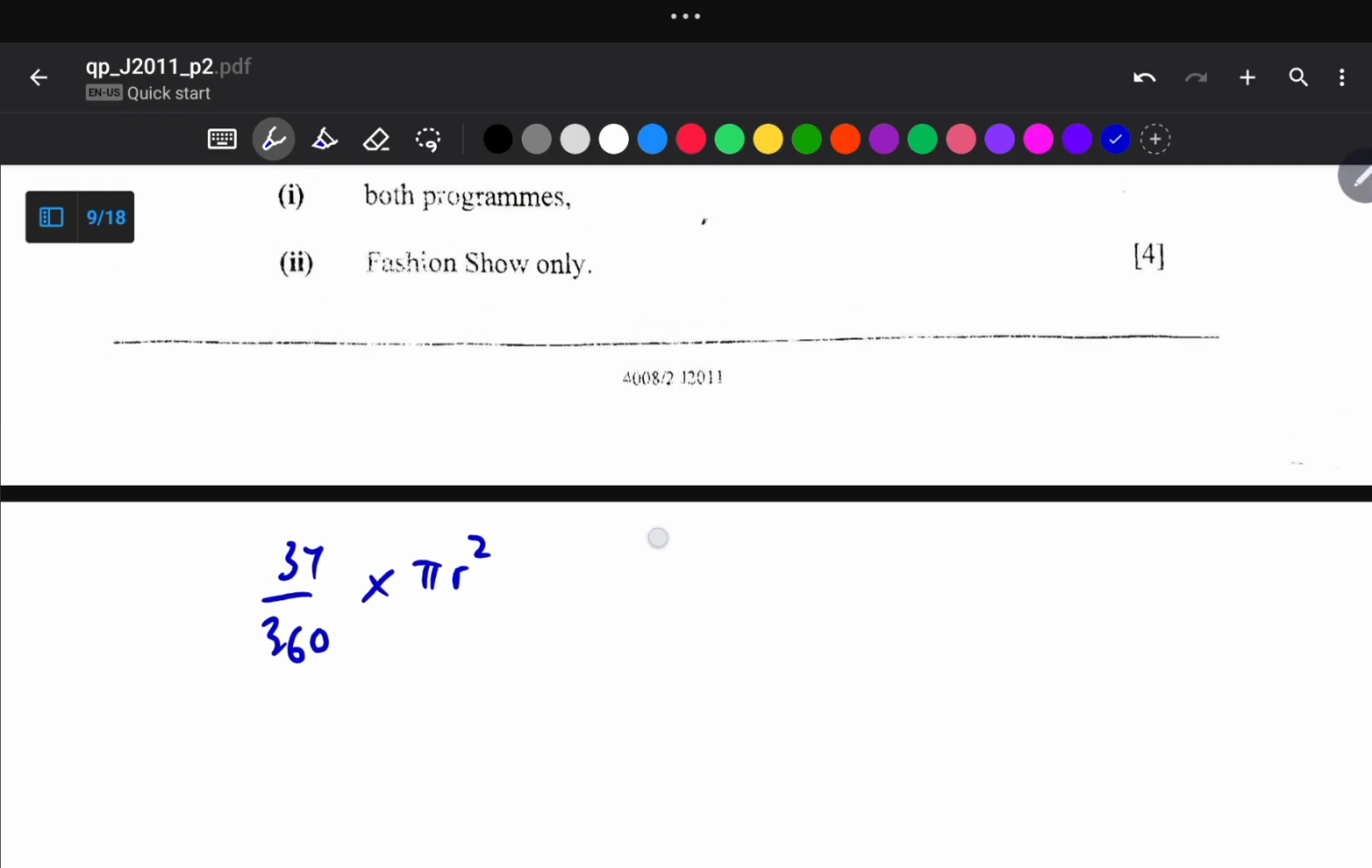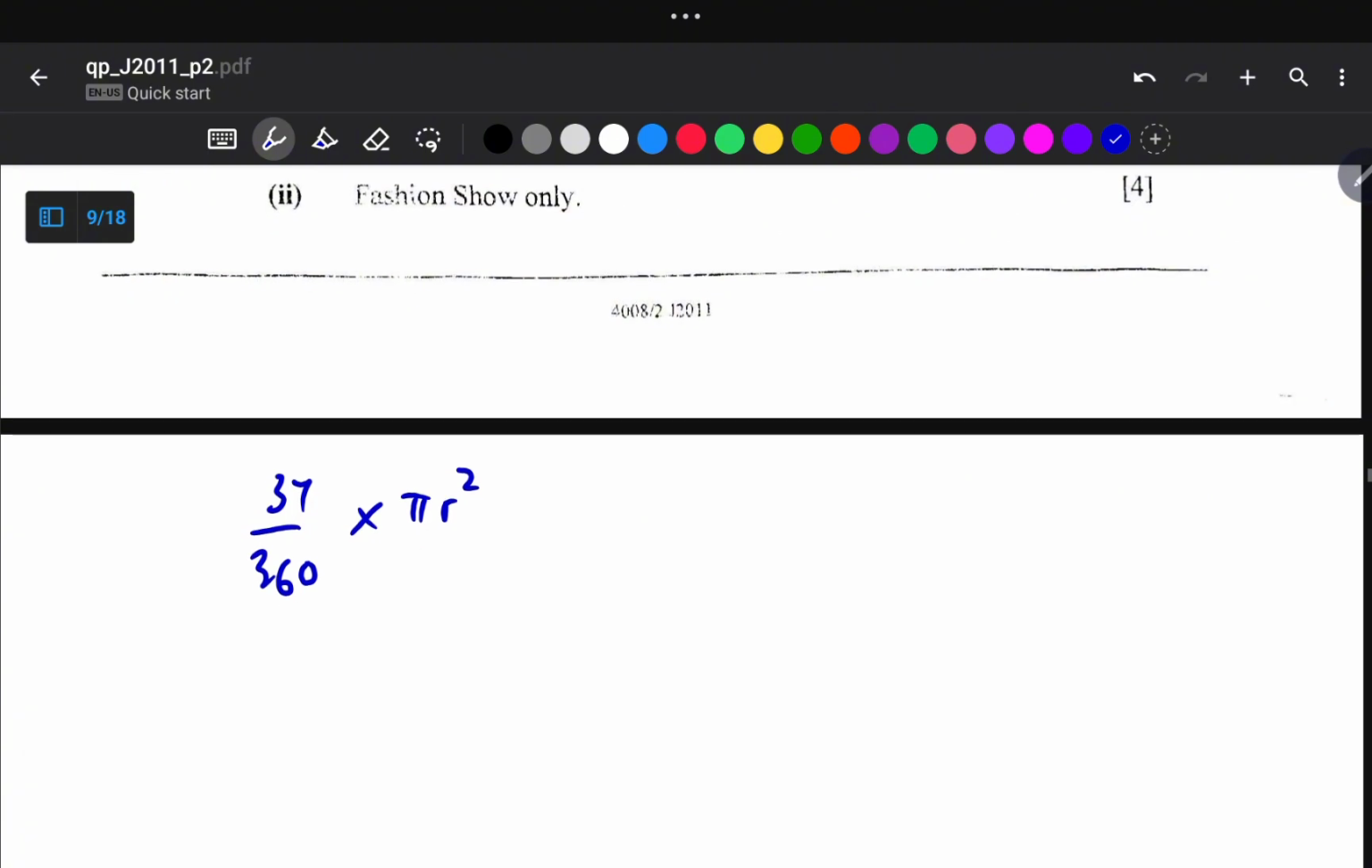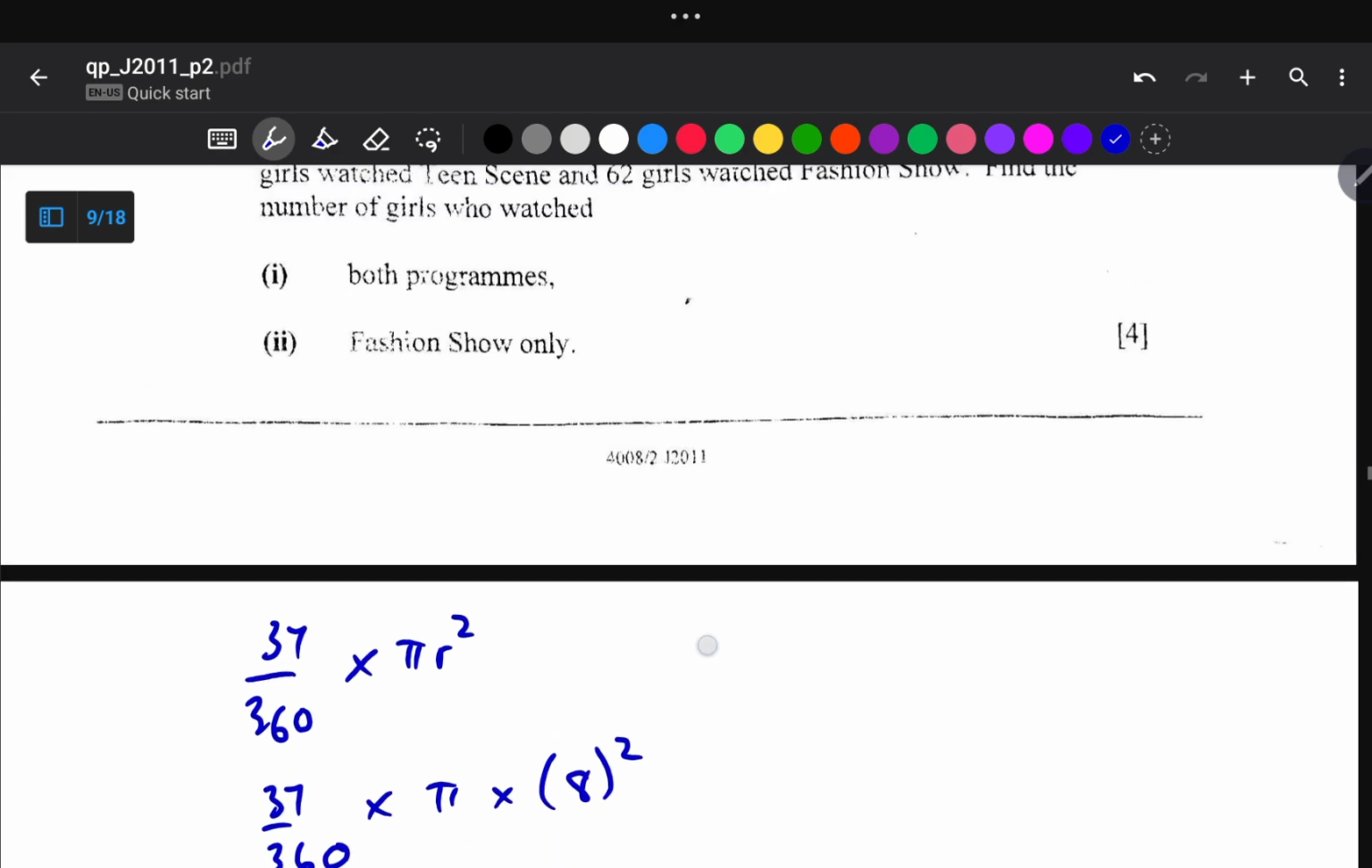So our radius is equal to 8 centimeters. So here we can now say it is 37 over 360 by pi multiplied by 8 squared. So we can simply say 37 divided by 360 multiplied by pi, which is 3.142, by 8 squared, which is equal to 64. So our final answer for the area of the sector is equal to 20.7 square centimeters. So this is the area of the sector.